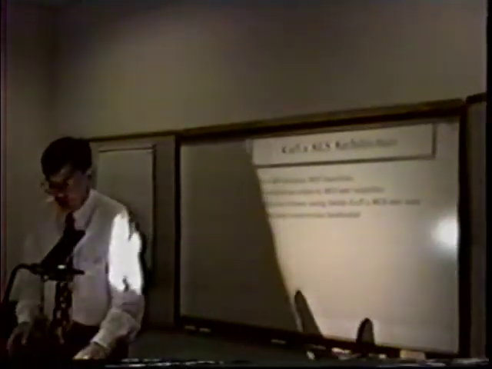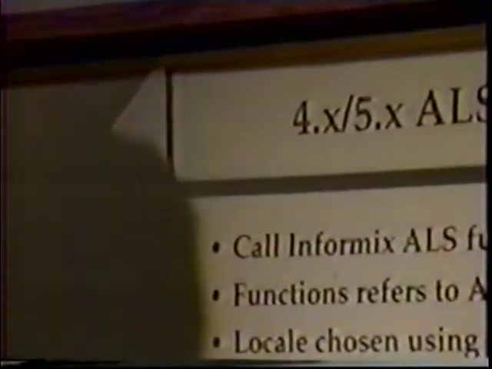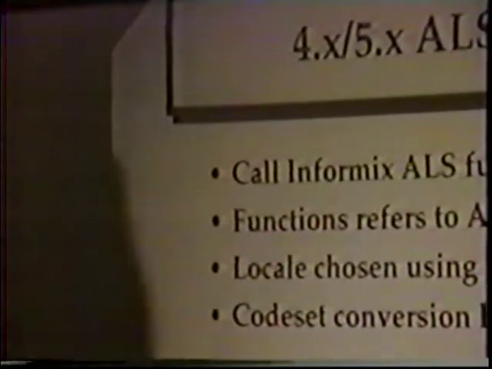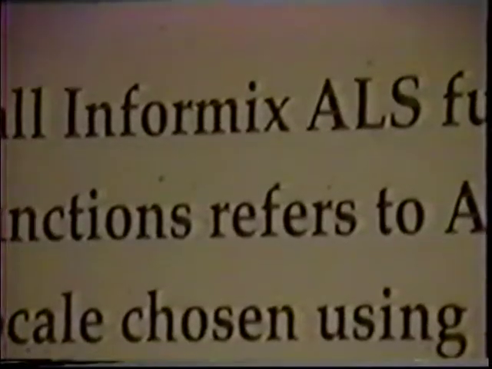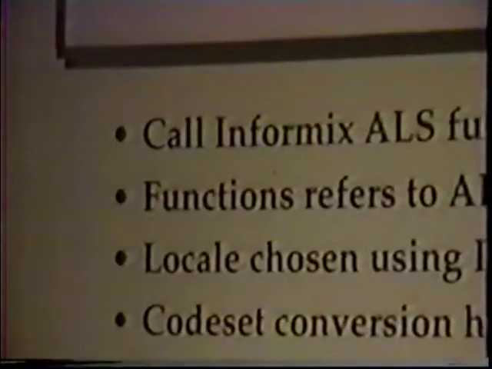The 4.0 and the 5.0 ALS architecture calls specific Informix ALS functions that work for Asia. The functions refer to Informix ALS environment variables. The locales are chosen using ALS environment variables that are specific to 4.0 and 5.0 ALS products, and the conversion is hard-coded in the product. Okay. So the ALS product is internationalized, the locales are internationalized for the 4 Asian languages, Japanese, Taiwanese, PRC, and Korean, and the code set is hard-coded. So that product is a mixture of a localized product and an internationalized one.